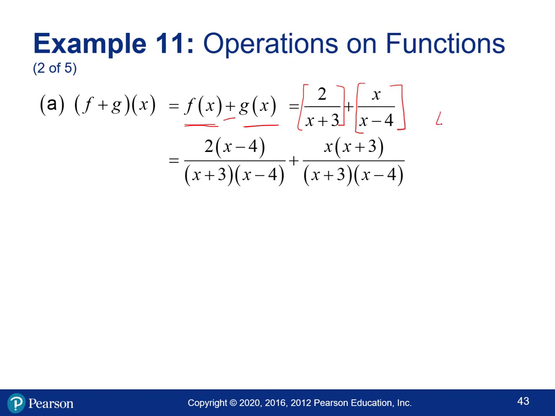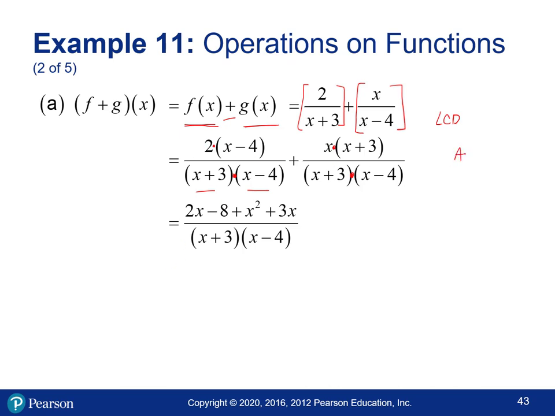So notice what we're doing here, we're combining fractions. So we want a common denominator, LCD. So the common denominator is x plus 3 times x minus 4. Notice this first fraction needed to be multiplied top and bottom by x minus 4, and the second fraction needed to be multiplied by x plus 3 top and bottom. And now that the two denominators are the same, we can combine the fractions. So you just add the numerators. Remember how that goes with fractions?